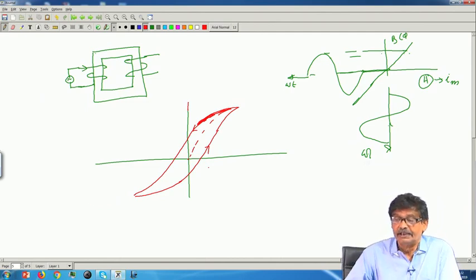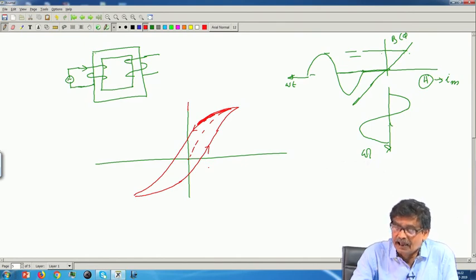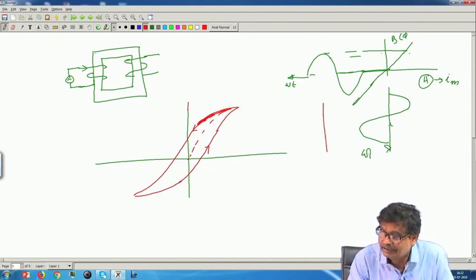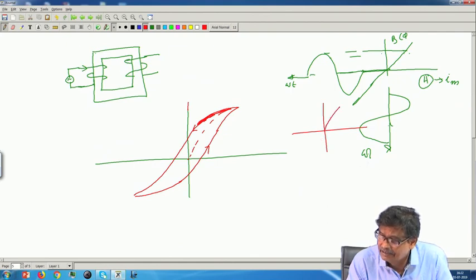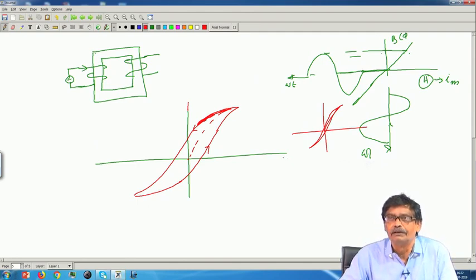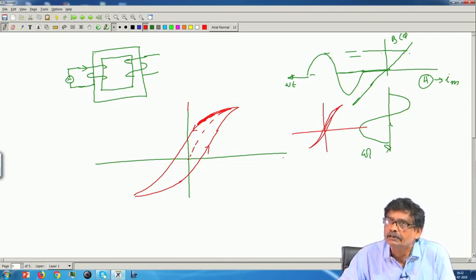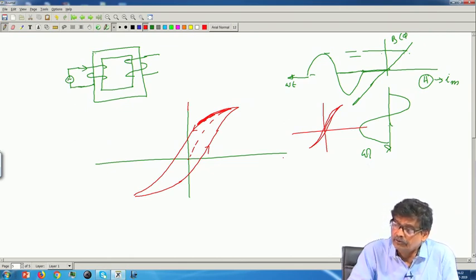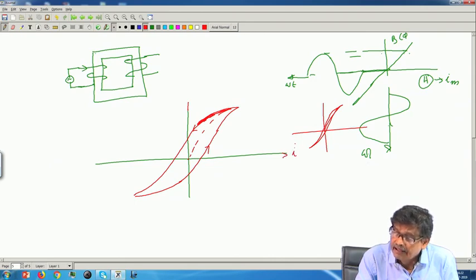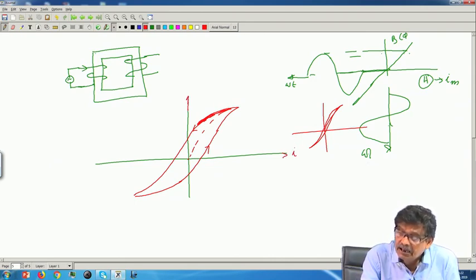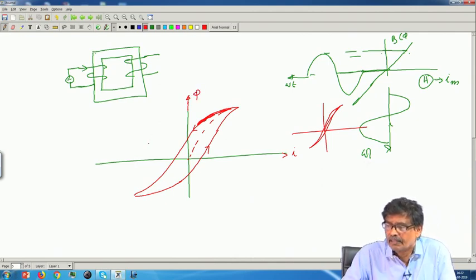Of course, this area is thin. I have drawn it exaggerated; it should be very thin. But nonetheless, there is some hysteresis. It should be thin because you want to minimize hysteresis loss. The area of this curve represents the hysteresis loss per unit cycle, per unit volume or kg of the iron material, that we have discussed. This side is the current and this side is the B or flux.